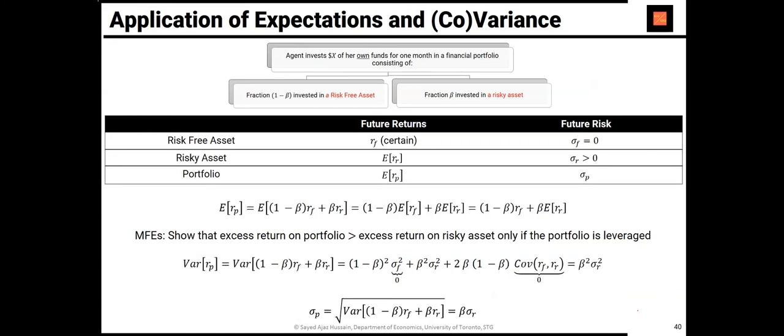And now we do an application. An investor wants to invest in a portfolio for the next 1 month. It's a 1 month portfolio, and she has two choices. She's going to stick X dollars of her own funds, so X dollars is her own money, for 1 month in a portfolio where a fraction 1 minus beta of the portfolio is a risk-free asset, and fraction beta is a risky asset. In reality, there is no such thing as a risk-free asset, right?